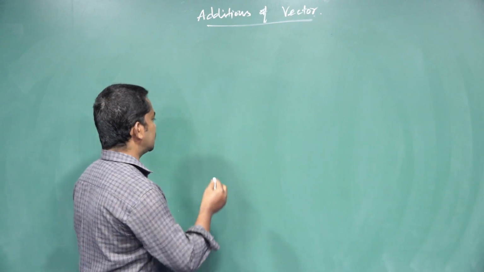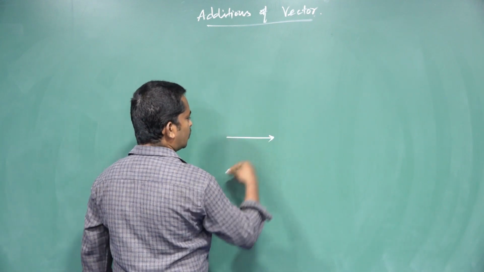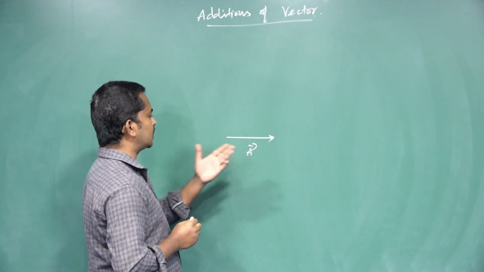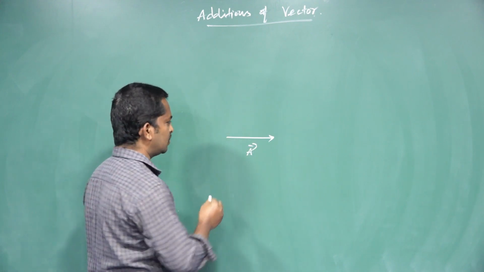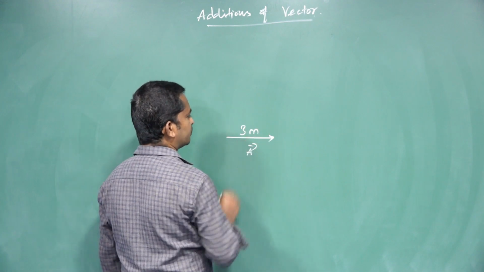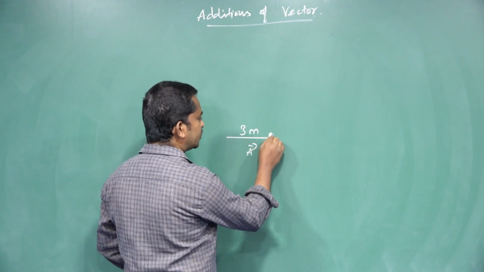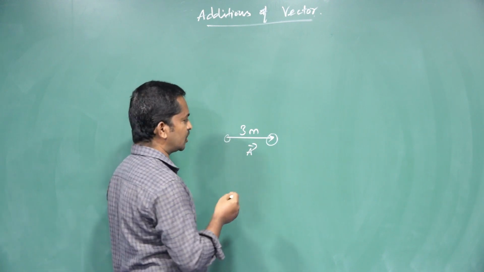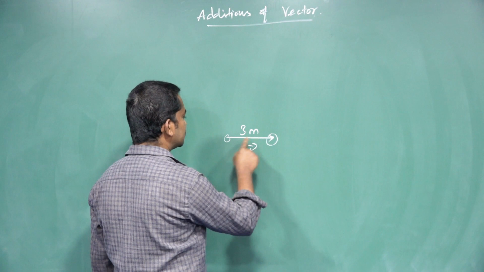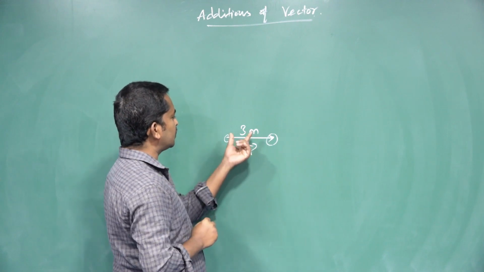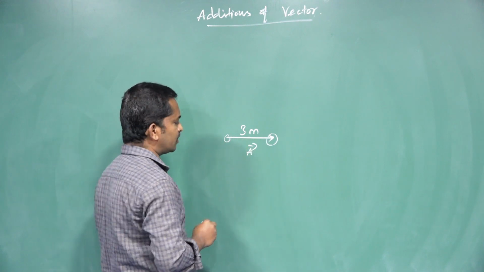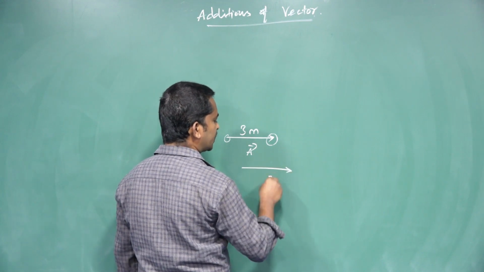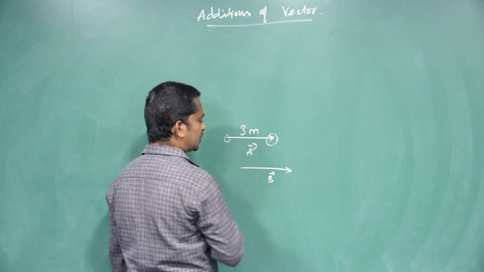For example, consider one vector. This is a vector. Consider that the vector just indicates displacement, for example, 3 meter. This is the head of the vector. This is the tail of the vector. These are just indications. This is the head, this is the tail. A vector, 3 meter. Another vector is the B vector. This is the head of the B vector, and this is the tail.